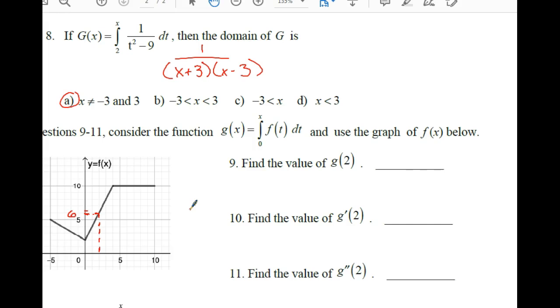Wait, can we just use trapezoid? Yes, you would use trapezoid. So what's 0 at? 0, 2, and 2, 6. So that's 1/2, just 8. So the height is 2, base 1 is 2, plus 6, it's 8. So that's the value of g of 2. Correct.